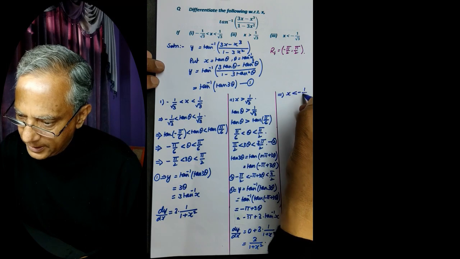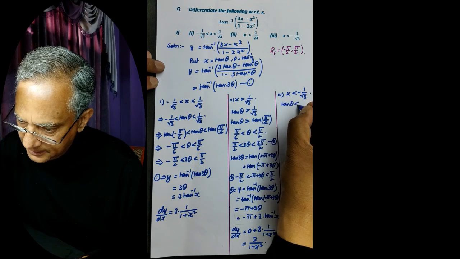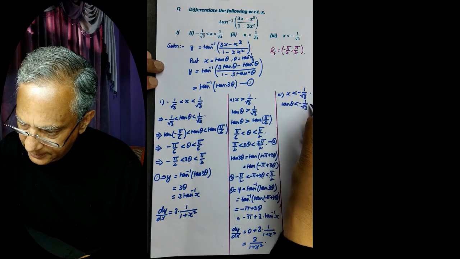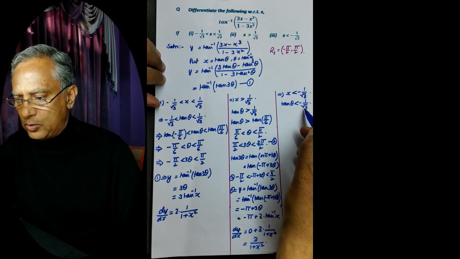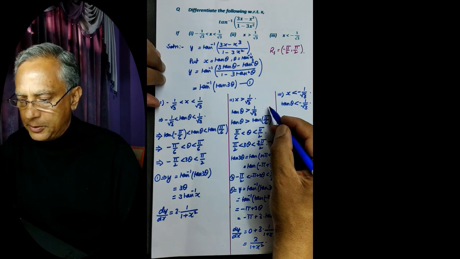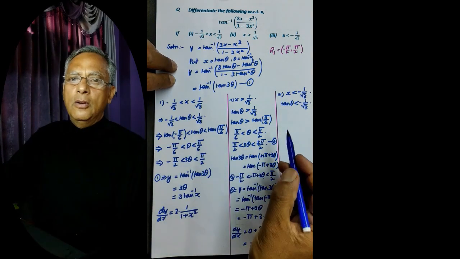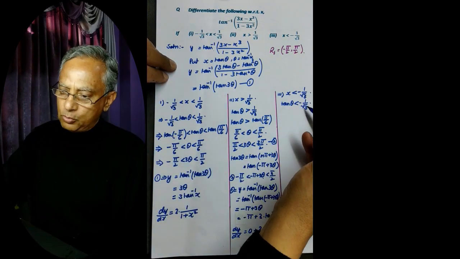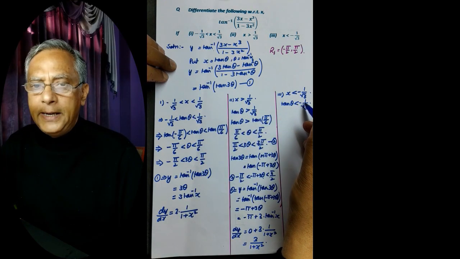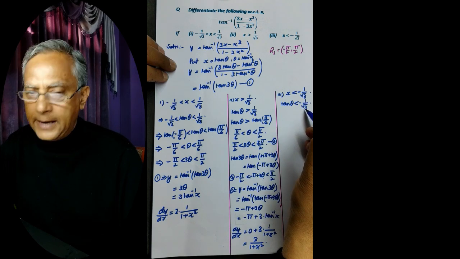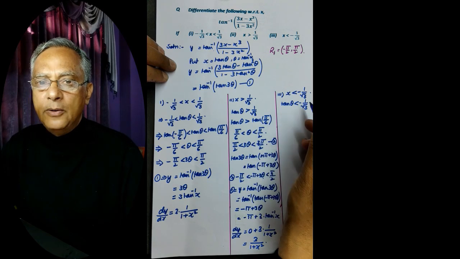Now next is x less than minus 1 by root 3. That is, tangent of theta is less than minus 1 by root 3. This means tangent theta lies between minus infinity and minus 1 by root 3. So it is from minus 1 by root 3 to minus infinity. Now the value of tangent is minus 1 by root 3 at minus pi by 6, and tangent of minus pi by 2 is minus infinity.